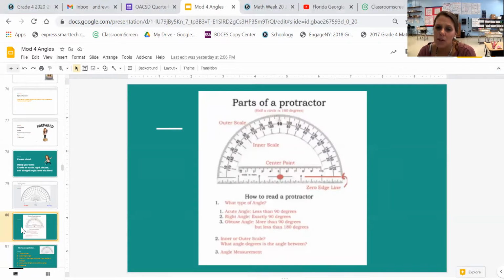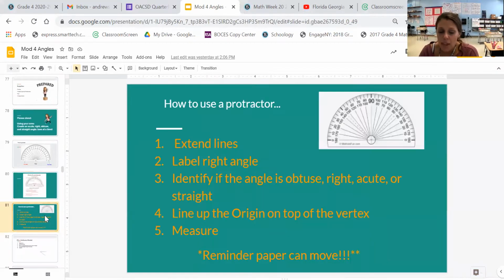All right, now that you've been introduced to the protractor, let's talk about how we measure an angle. We know that half of a circle is 180 degrees. From this all the way around to this is 180 degrees. And a full circle, we learned yesterday, is 360 degrees. We're going to use these steps to help us measure, okay?